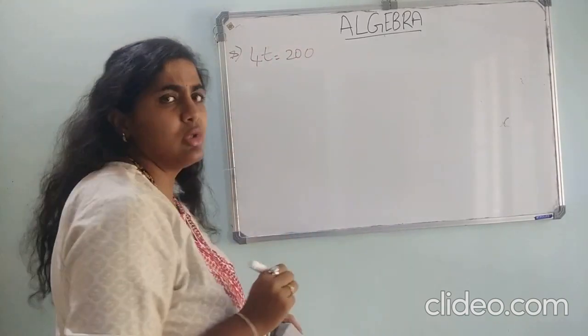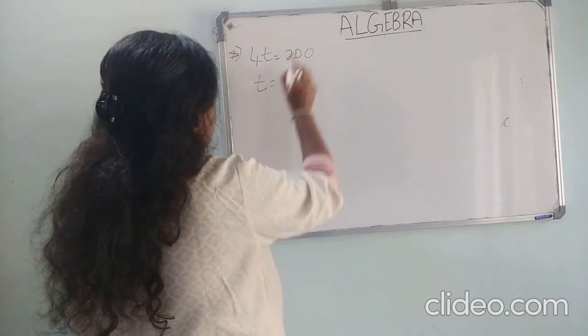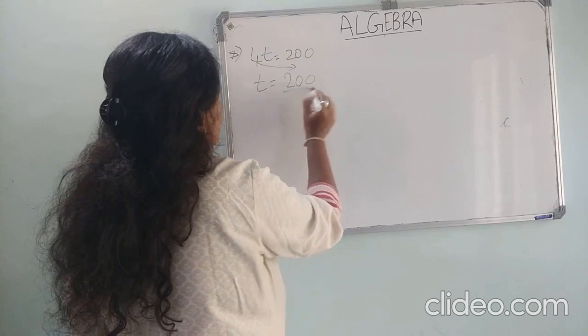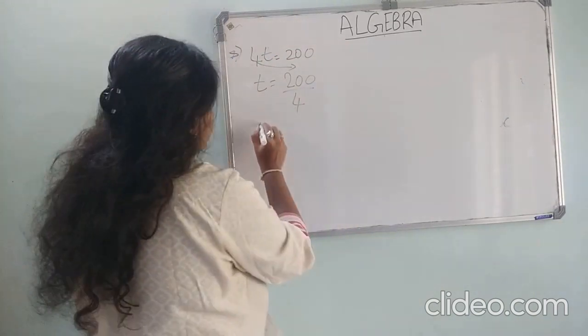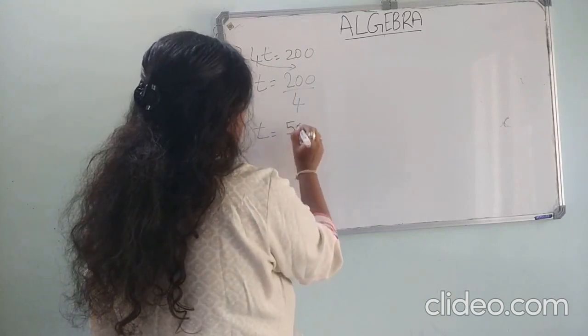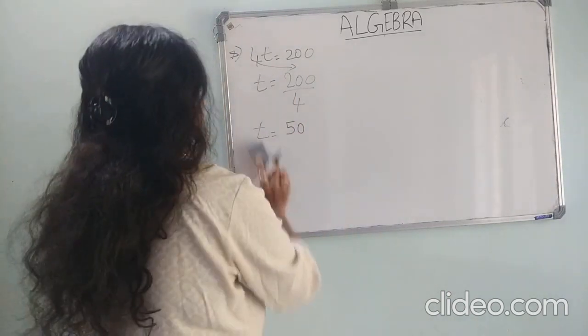4t is equal to 200. So t I am writing as it is, 200 also I am writing as it is. This 4 I am bringing down. So t is equal to 200 divided by 4, that is equal to 50. 200 divided by 4 is 50.